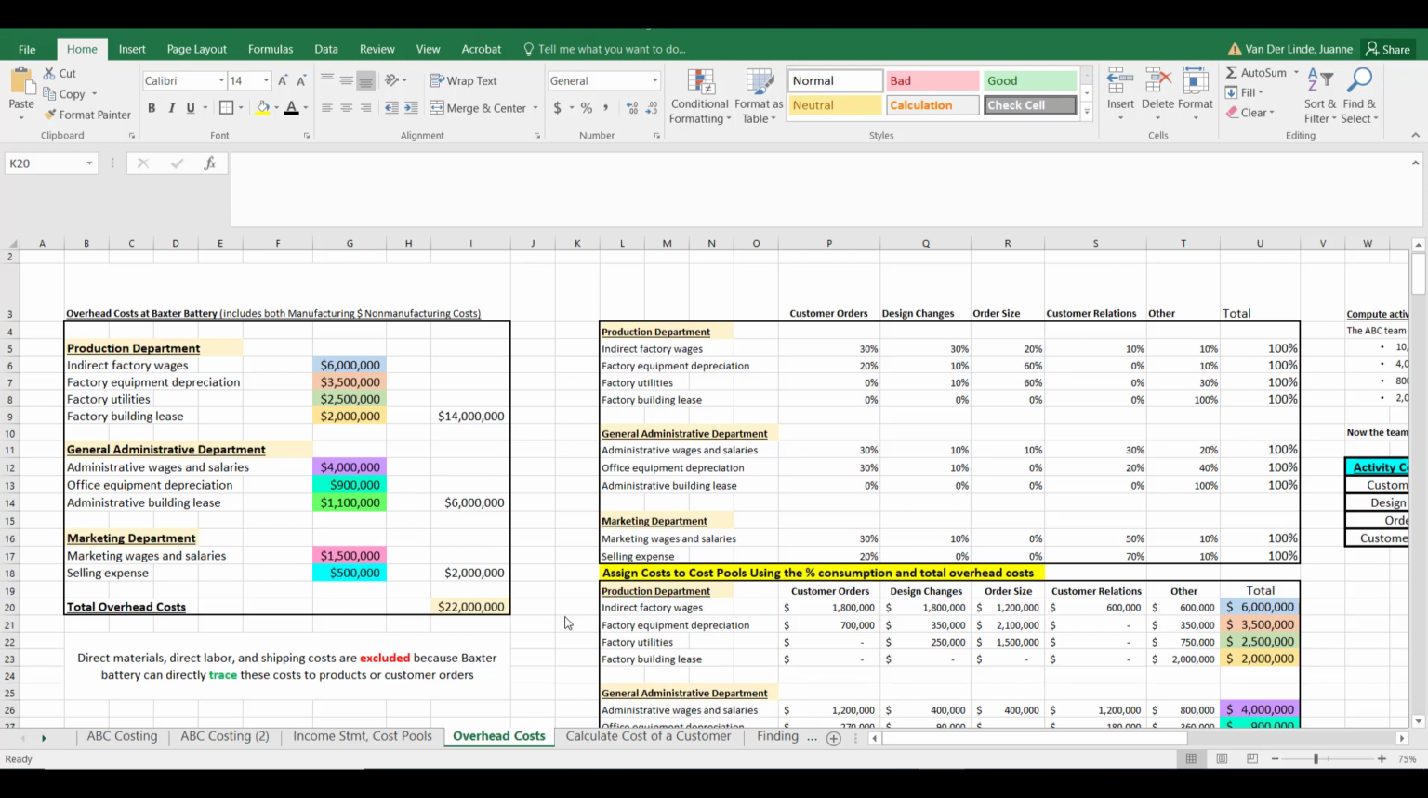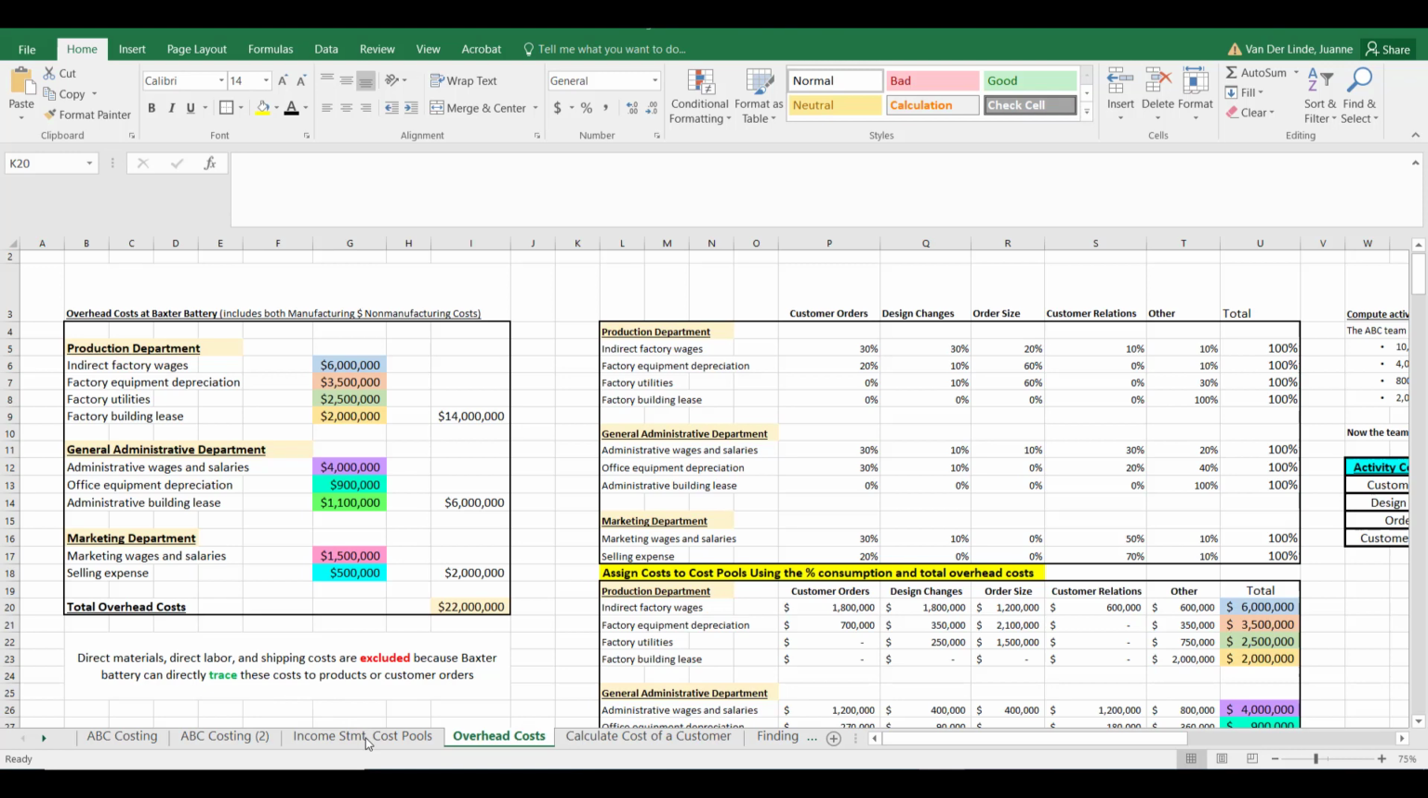So in this video, we're just going to continue on with the example we started with in the last video. In the last video, we looked at this breakdown of all the non-manufacturing and manufacturing overhead costs that Baxter Battery has incurred. They broke it down into the production costs, which is manufacturing overhead, and these two non-manufacturing overhead categories of general admin and marketing.